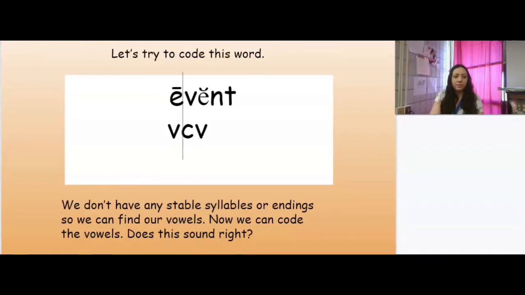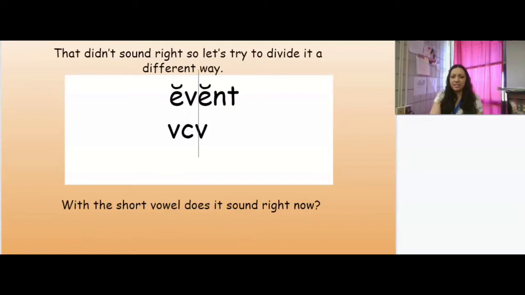All right, let's try another one. All right, so this word, I see that I have an E, which is a vowel, a consonant, and a vowel. So if I break it apart the way I'm supposed to after that first vowel, that E should be long, and this E should be short. So it'd be event, event, event. Does that sound right? No, we don't say event. That didn't sound right.